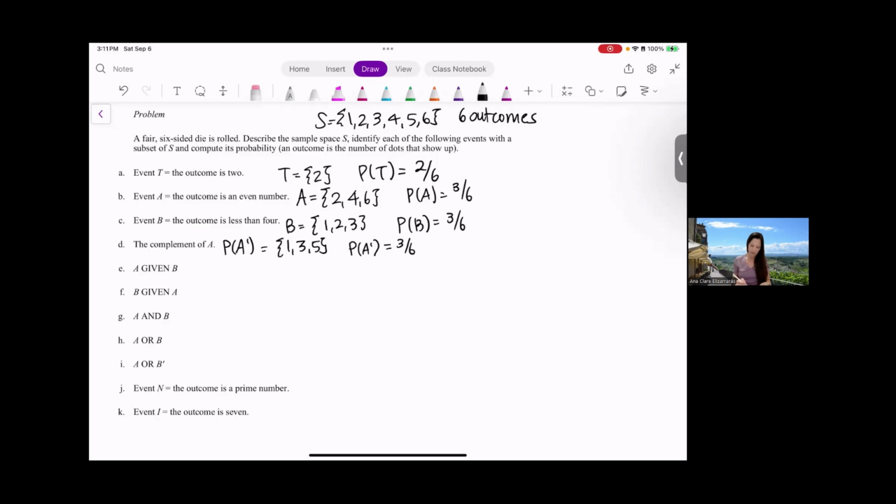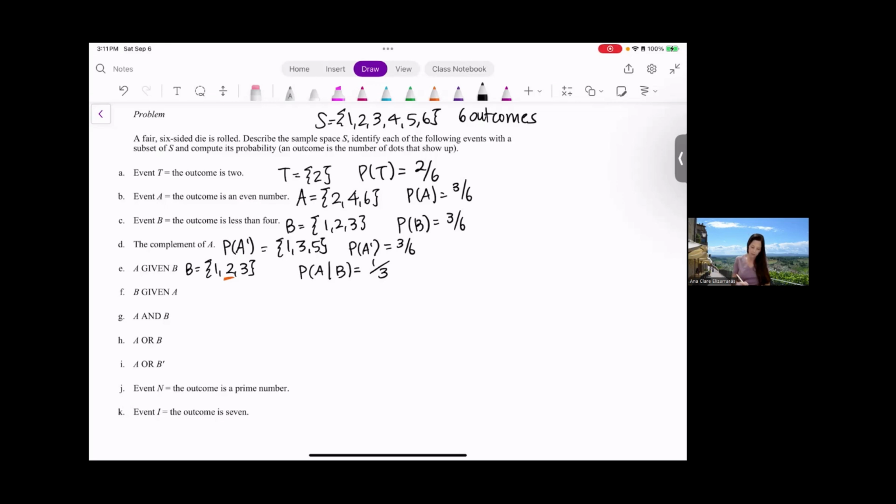A given B. This means out of the B's, how many are in A? So the B's, remember, are 1, 2, and 3. There are only 3 options, which means that our denominator needs to be out of 3. And then how many of those in B are also in A? Well, A was even, and there's only 1 even number there. So the probability of A, given that you're in B, is 1 over 3.